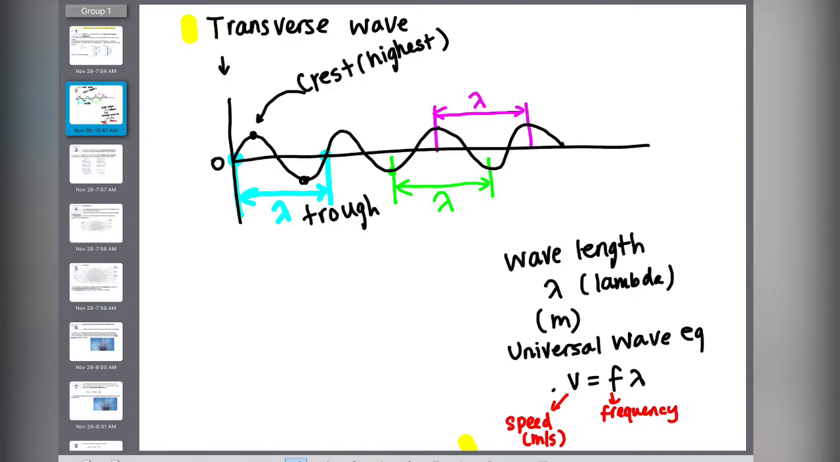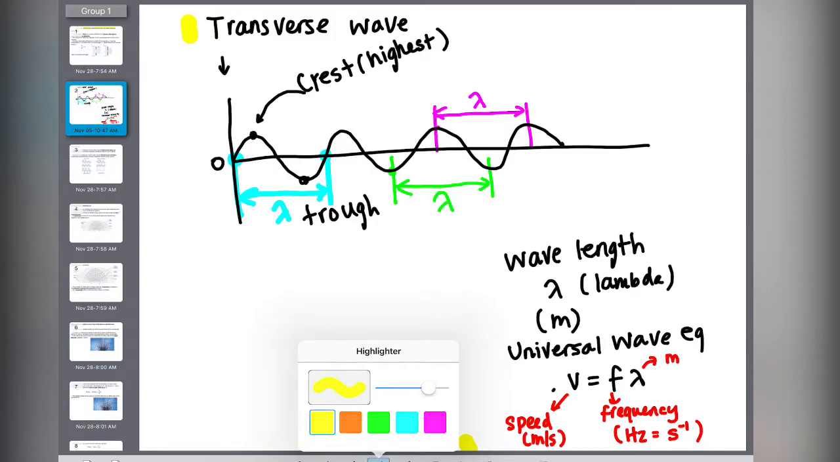Frequency is how many times the wave is produced in 1 second, measured in hertz. The base unit for hertz is basically the inverse of a second. So in 1 second, how many times? And finally, we already talked about the wavelength. Wavelength is measured in meters. So that's another big equation that you will need to know.